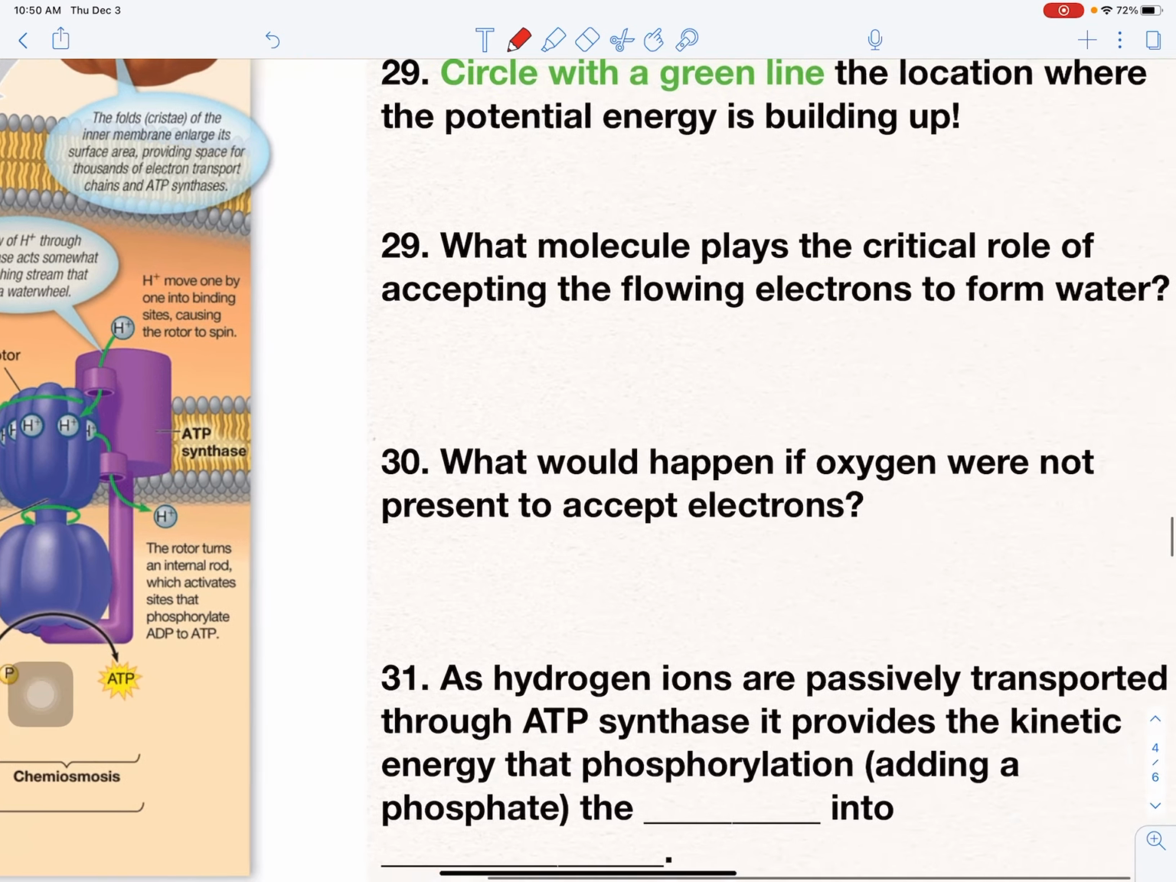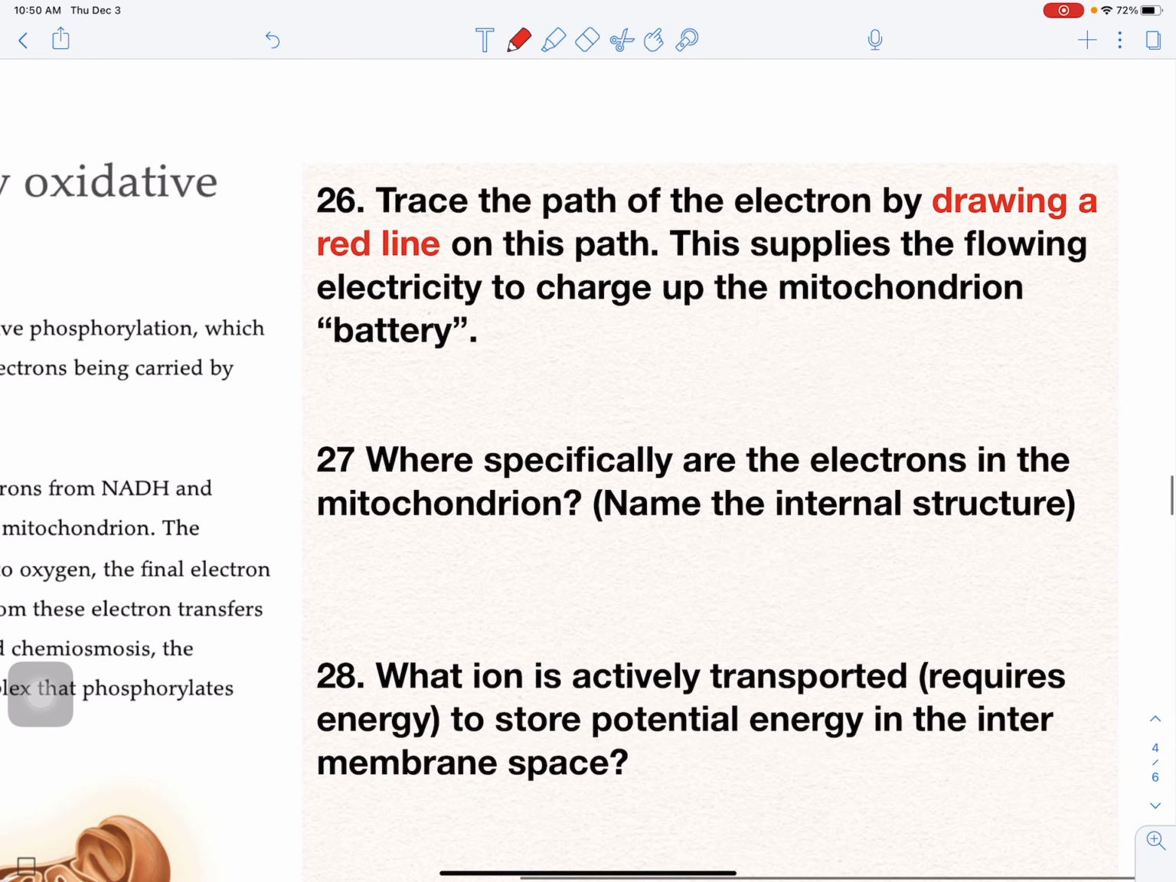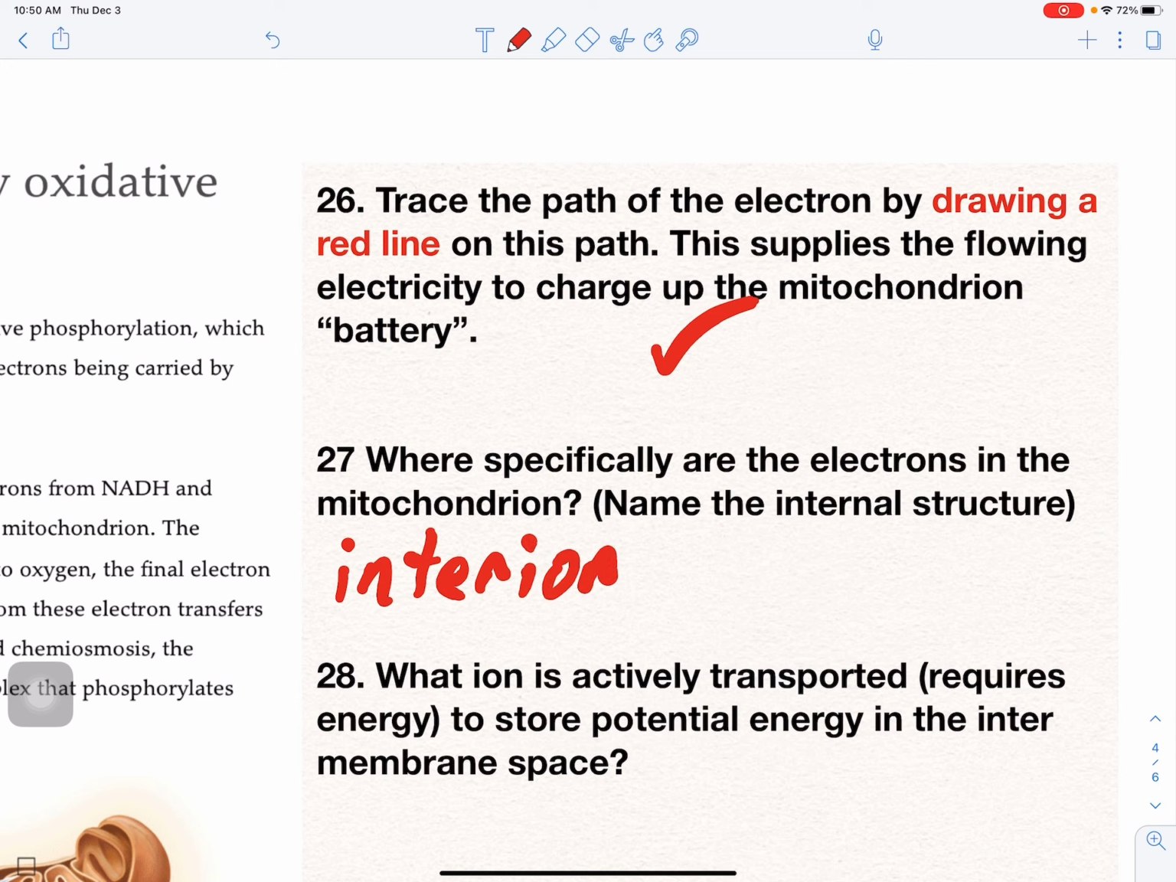So now we can answer these questions. We accomplished that by drawing a line. 27, where specifically are the electrons in the mitochondria? Name the internal structure. Interior membrane. We trace the path of the electrons going on the interior membrane.